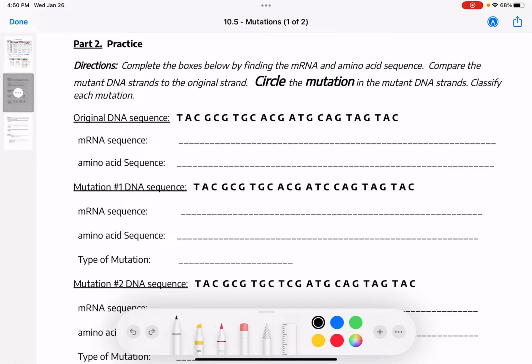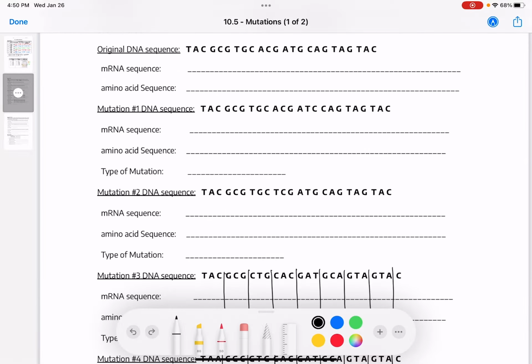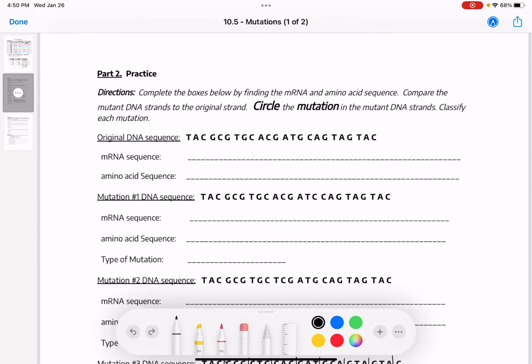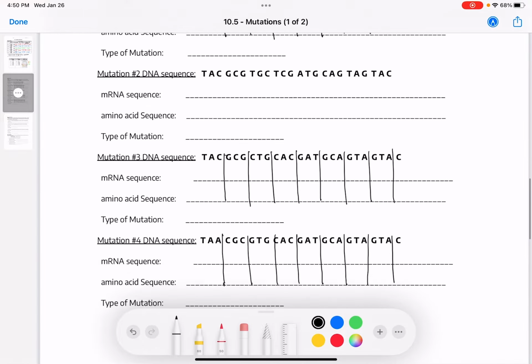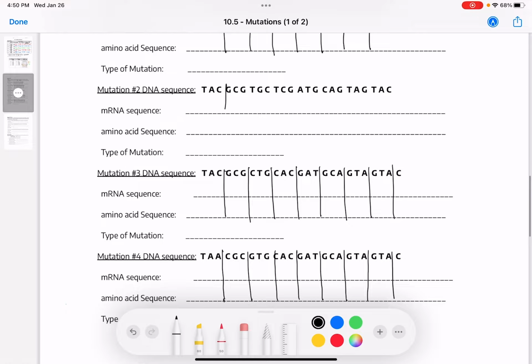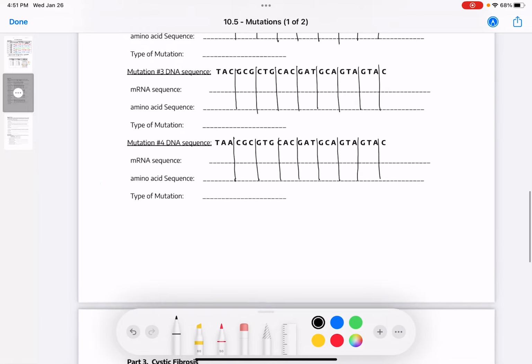So first thing that you have to do for all of these problems is count every 3 bases and draw a vertical line. If you don't do this, your paper will not be graded. It also will make it much more difficult for you to see the actual mutations. So again, you're just counting every 3 bases and drawing a vertical line. Done that for all of them.